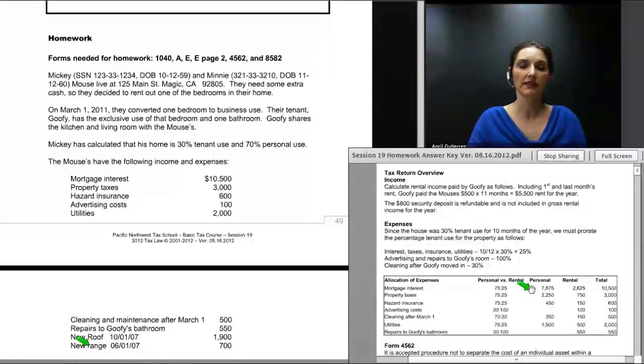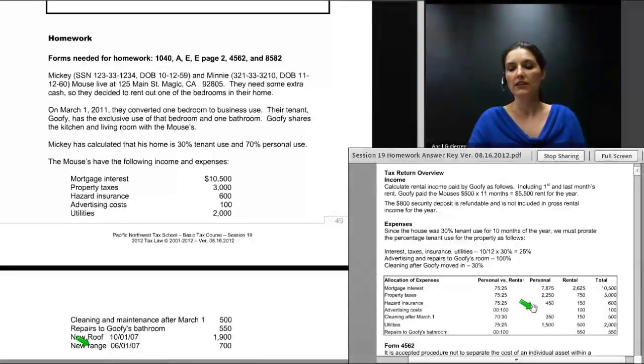$7,875 of interest will carry to Schedule A. $2,625 will carry to Schedule E. $2,250 of property tax will carry to Schedule A, and $750 will carry to Schedule E. On the hazard insurance, we have total hazard insurance amount of $450. $150 will carry to Schedule E, and of course, none carries to Schedule A.